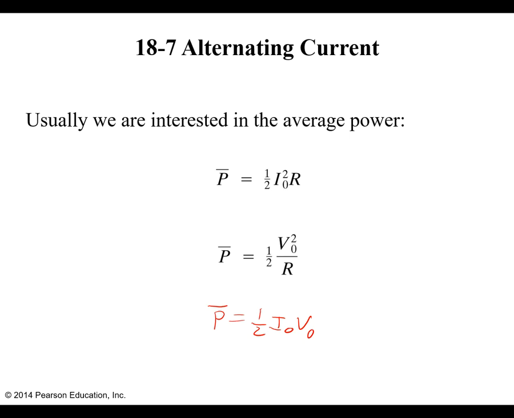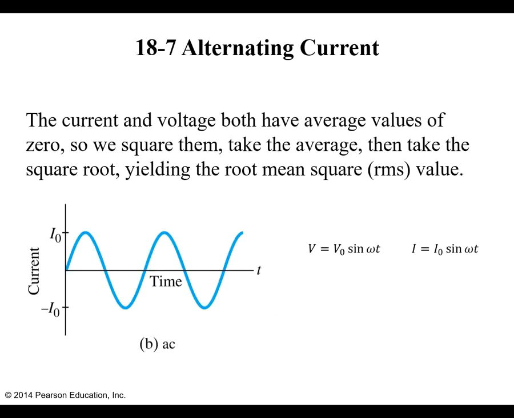So that's how you find the average power. Can we find the average current or the average voltage? Well, here we have a problem. Remember that current and voltage both oscillate between the positive and negative peaks. So voltage between positive and negative peak voltage, and your current between the positive and negative peak current.